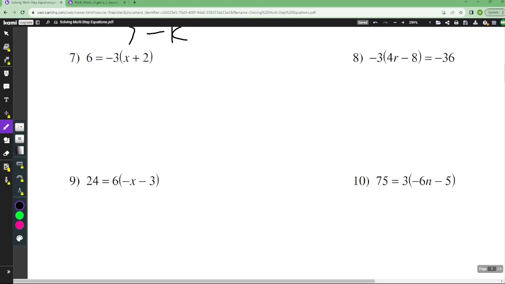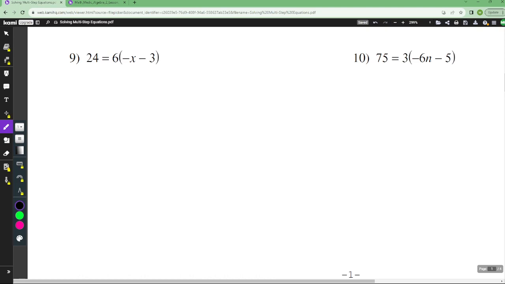Number 7, 6 equals negative 3 times the quantity of x plus 2. We can divide negative 3 from both sides. Instead of distributing, a bit of a shortcut, we'll have negative 2 equals x plus 2. Subtract 2 from both sides, we'll have negative 4 equals x.